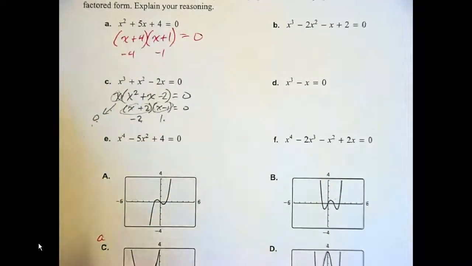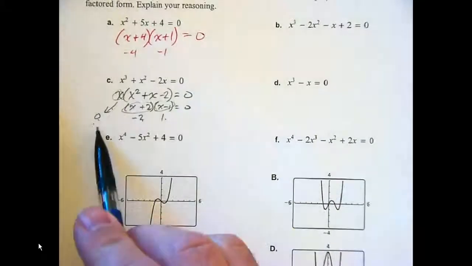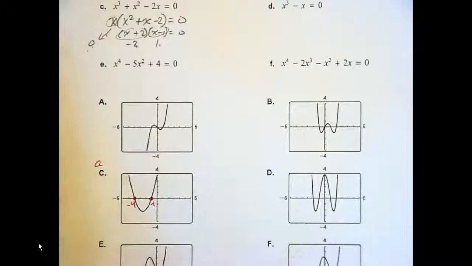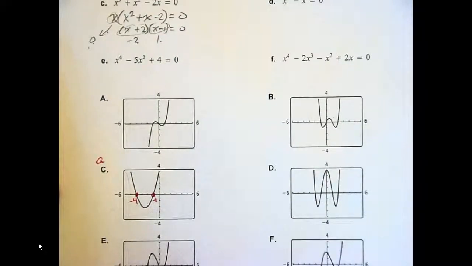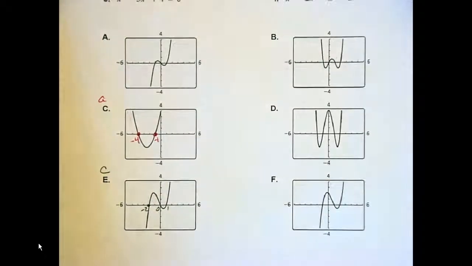So if we look at our graph, it's a cubic, as Chase said. It's going to have a cubic motion. It's going to cross at -2, 1, and 0. The graph that does that is letter E. -2. Thank you. -2, 1, and 0. Letter E goes with graph C, or equation C. Okay?